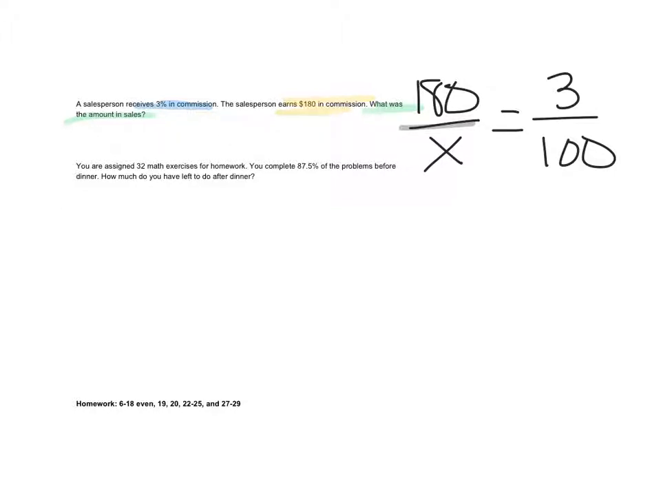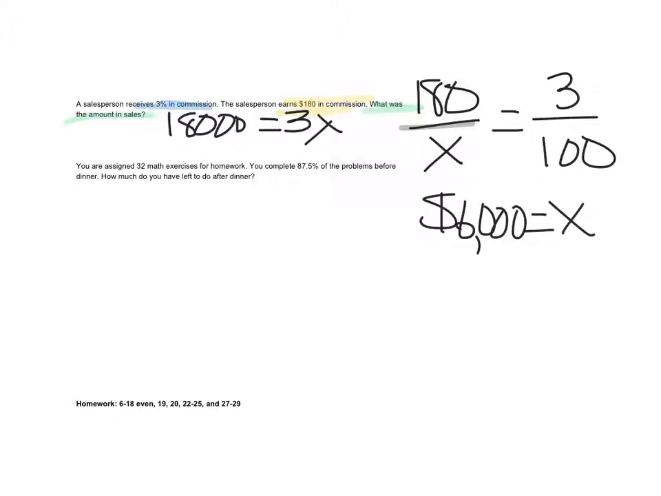So now that you have it set up, go ahead and cross multiply and solve, and we'll see if we get the same answer. Okay, and if we cross multiplied correctly, I put the amount here that you would have gotten when you cross multiplied, and then you divide by 3, and you would have had to sell $6,000 worth of merchandise, whatever they were selling, to get $180 in commission. All right, let's try the very last problem.